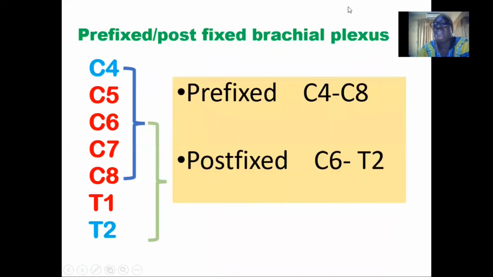Then it's also good for us to know that we could have a prefixed or a postfixed brachial plexus. When the brachial plexus is prefixed, it means that the roots of the brachial plexus occur before the normal scenario. The normal scenario is for the roots to extend from C5 to T1, but when it extends from C4 to C8, it is called prefixed. It means it is formed before the normal scenario. Then we could have a postfixed, which means that it is formed after. Instead of beginning from C5, it will now begin from C6 down to T2. So this kind of presentation is postfixed, and it's good for us to highlight this.